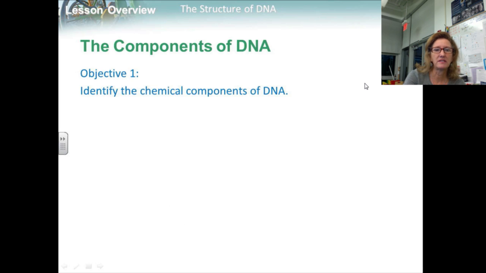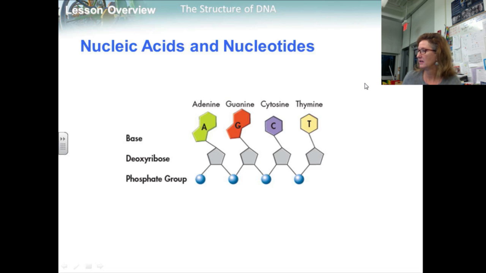So our first objective is to identify the chemical components of DNA. Nucleic acids are long, slightly acidic molecules originally identified in cell nuclei. Nucleic acids are made up of nucleotides linked together to form long chains. The nucleotides that make up the DNA are shown here.